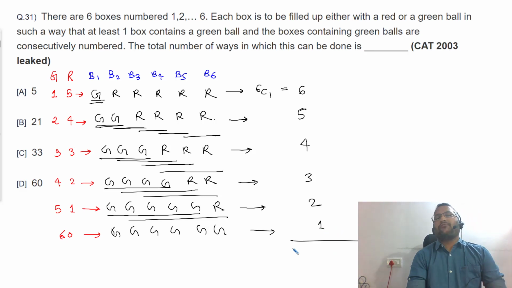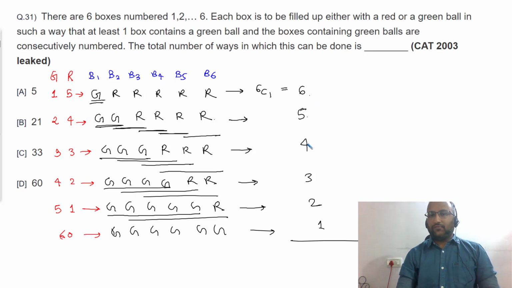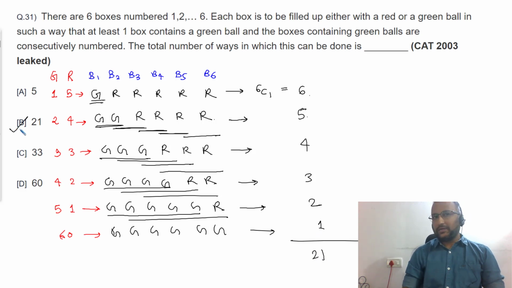So the total number of ways of doing this is equal to how much? Addition: 6, 5, 4, 3, 2, 1, which is 21. That is, option B is the correct answer over here.